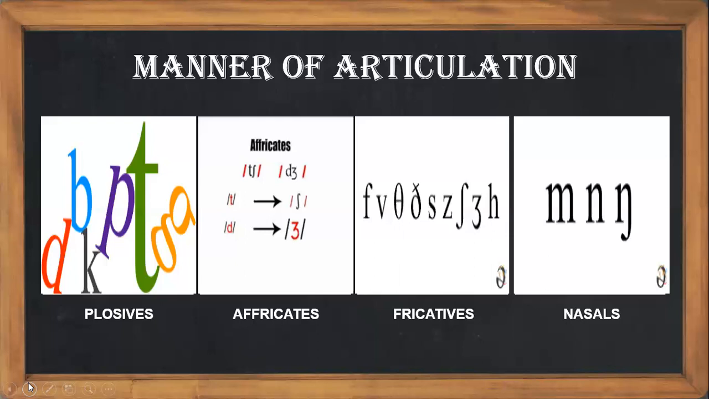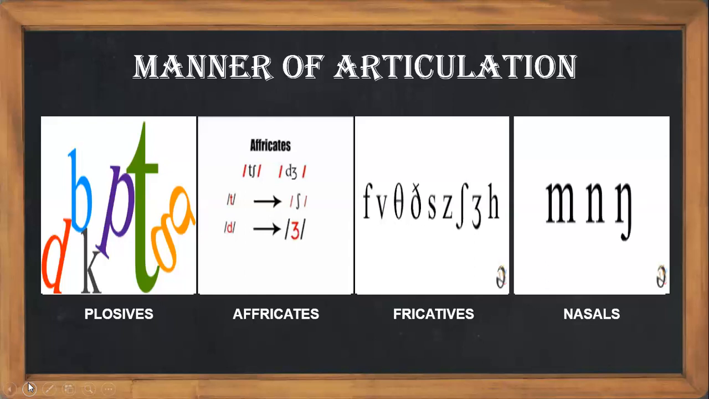Ba, da, ka, pa, ta, ga. These are plosive sounds. Now we will be dealing with affricates. Affricates are produced when there is complete closure and then slow release of the air.